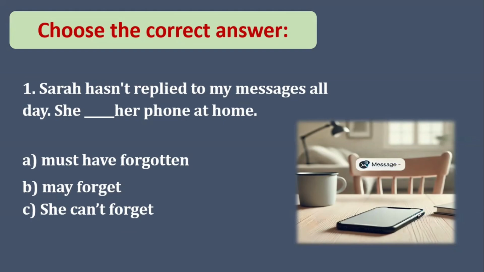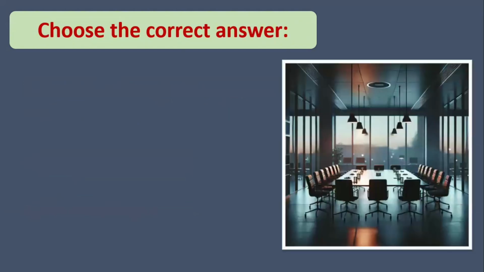ما أجابت على الرسائل طوال اليوم. يعني this is something that happened already. So she must have forgotten. I'm assuming that she forgot her phone at home in the past. أنا بفترض إنها نسيت التليفون في الماضي. نسيته فعلا. At home. So she must have forgotten her phone at home. Must have past participle. The verb is forget, forgot, forgotten. We will take the last one, the last form.